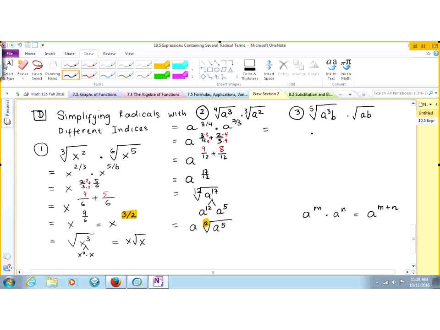Number 3. Okay, so I'm going to split up my a and the b. So this is a raised to the 3 over 5, b raised to the 1 over 5. Good. So that's this part. So I'm splitting up the a and the b. How about here? A raised to the 1 over 2, b raised to the, okay.